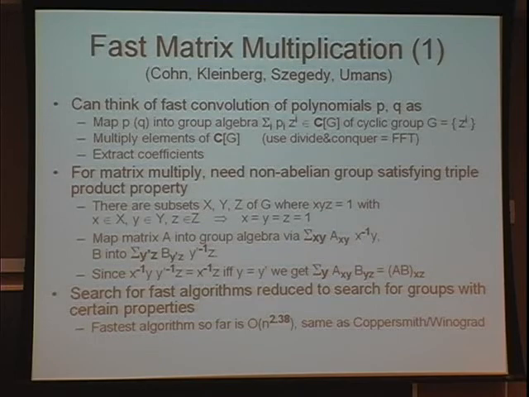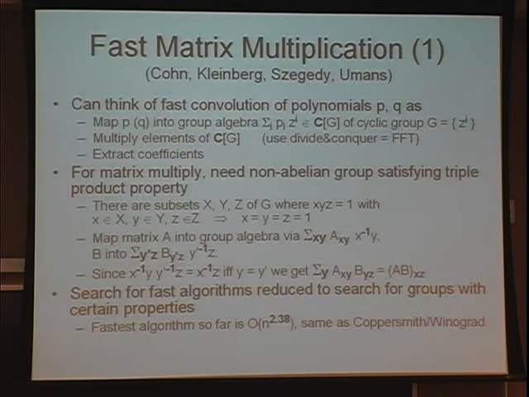So the same idea works with matrix multiply, except we can't use abelian groups anymore. We need to use non-abelian groups with a particular property. So here's the idea. I'm going to find a group, G, and it has to have 3 subsets with the property that if I take a product of 3 entries, little x and big X, little y and big Y, little z and big Z, and their product is the identity in the group, then the only way that can happen is if these are all simultaneously the identity in the group.